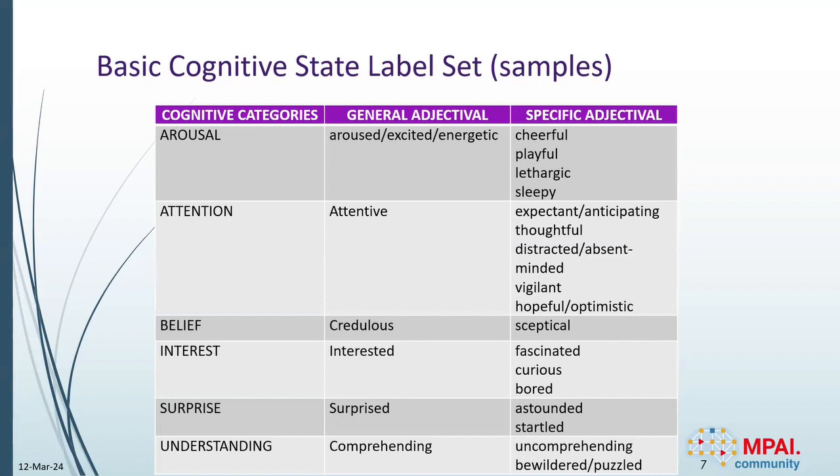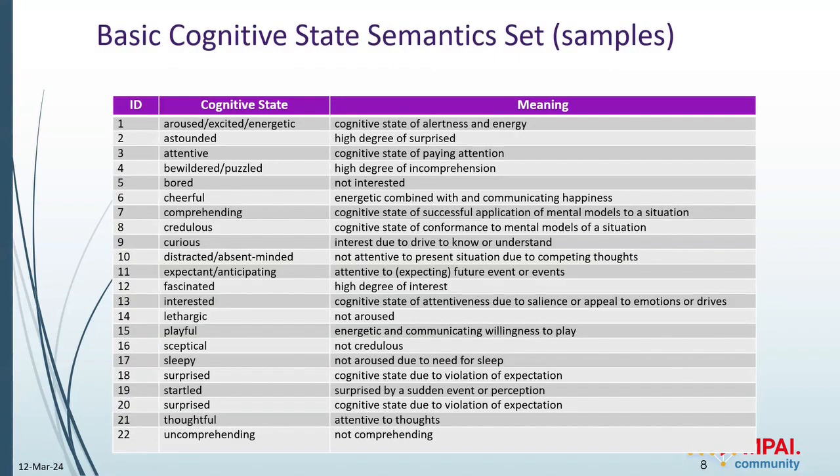one of the factors is cognitive state, and interest is our fourth category down. The adjective that goes with it is interested, but there are several different subtypes of interested, like fascinated or curious or bored. Likewise for surprise, as a category, the adjective would be surprised, with a D at the end, and the specific types of surprise would be astounded or startled. We want to know what those labels mean.